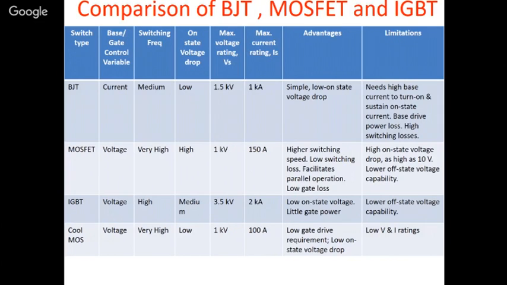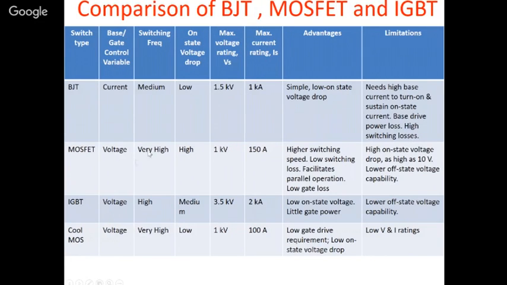Still, you can see where you can replace the MOSFET, because up to 1 kV and 100 amps, you can go for this CoolMOS. That is one of the latest devices which is used. And the advantage of BJT is that it is simple and has low on-state voltage drop. The disadvantage is high switching losses. So whenever you want an application where high switching needs to be done, you automatically go for MOSFETs and not BJTs, because here high switching losses are there.